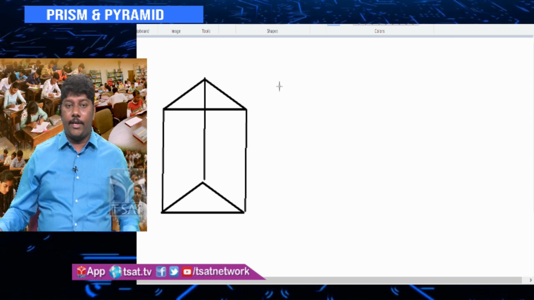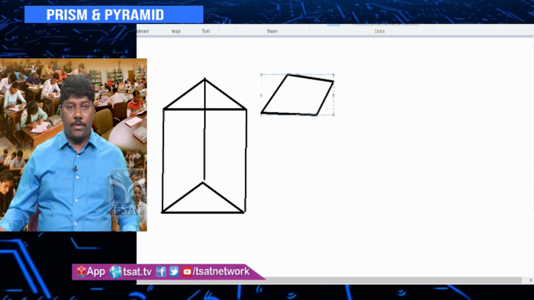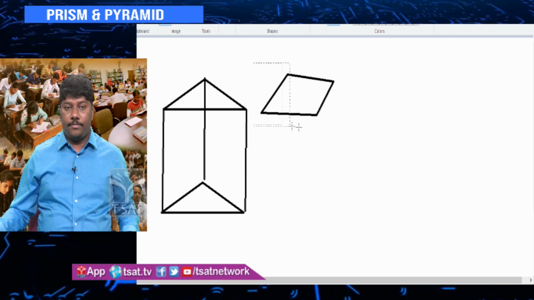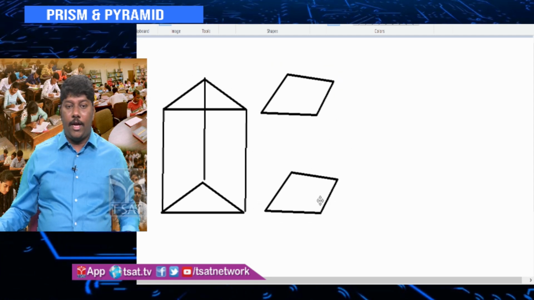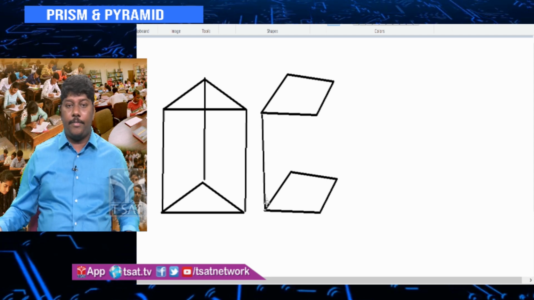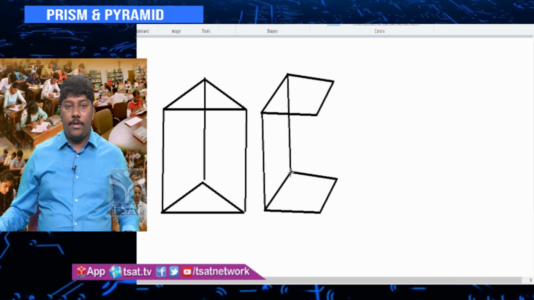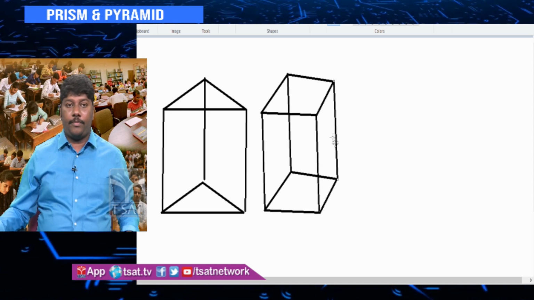If I take a quadrilateral, here I have taken a quadrilateral, a four-sided polygon. Both top and bottom surfaces are quadrilaterals, so you call it a quadrilateral prism. I am joining these quadrilaterals using rectangular surfaces.